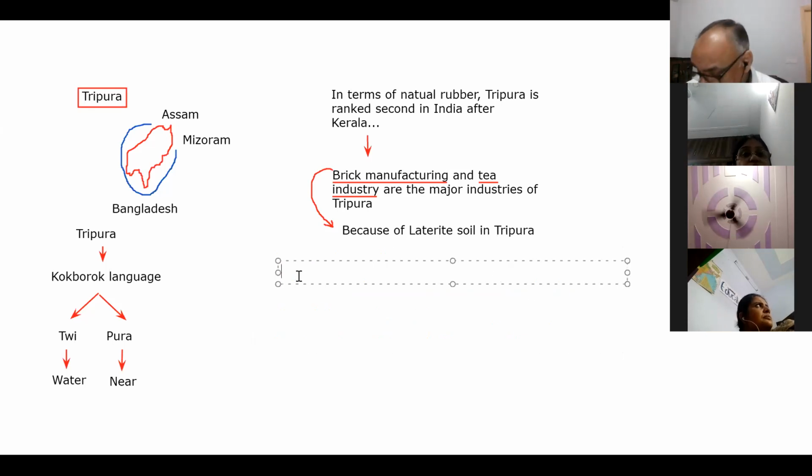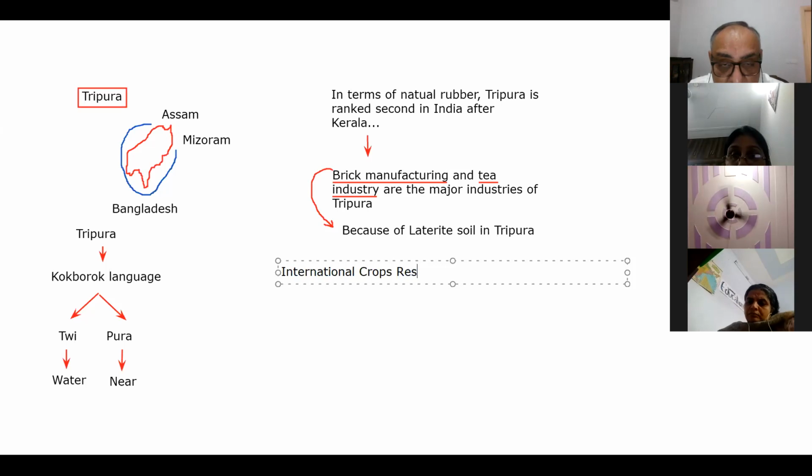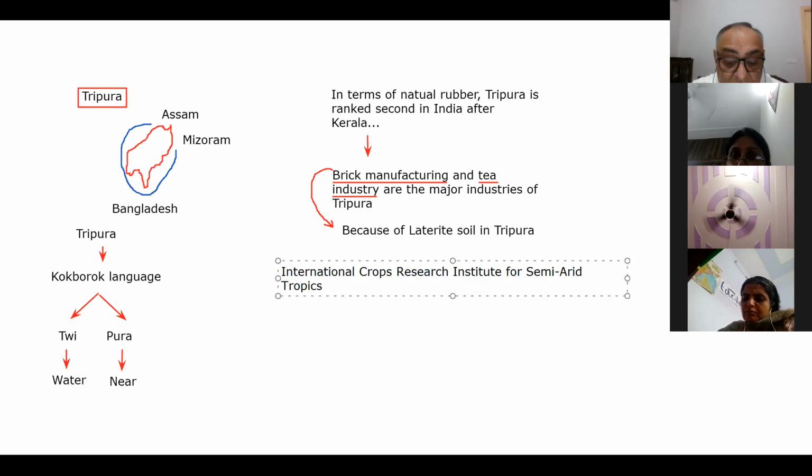And the next important point here is the International Crops Research Institute for the Semi-Arid Tropics. ये बन गया ICRISAT, right? So ICRISAT, semi-arid tropics.